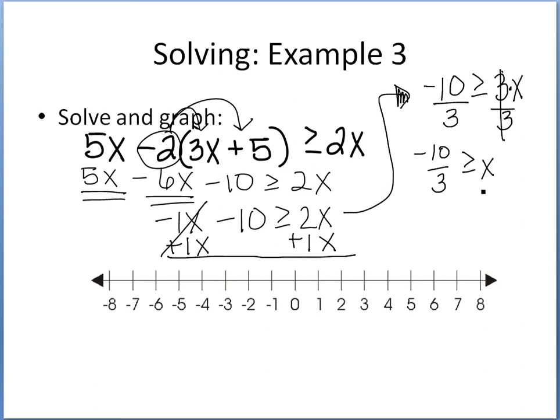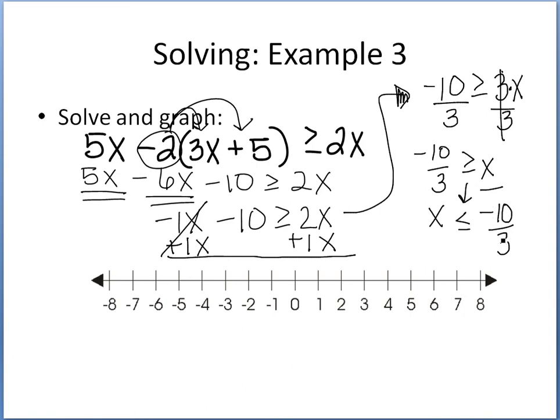Now, first thing I notice is the x is on the right. I don't like to have the x on the right. I'm going to put it on the left. And I can put the negative 10/3 on the right, which is fine. Just remember you have to change the sign. Now the other thing is I don't know how to find negative 10/3 on the line. So this is one of the few cases I actually prefer mixed numbers.